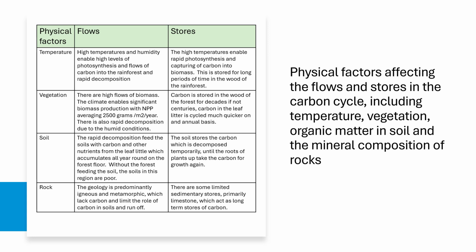Vegetation itself, there's quite a high flow of carbon into the vegetation, whether it's the emergence, the main canopy, under canopy, there's a lot of vegetation, so a lot of net primary productivity. That means there's a lot of flow, a lot of movement, a lot of decomposition, but also a lot of photosynthesis. And there can be quite a lot of storage within that, carbon storage.